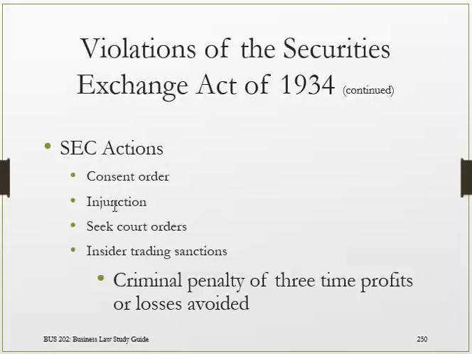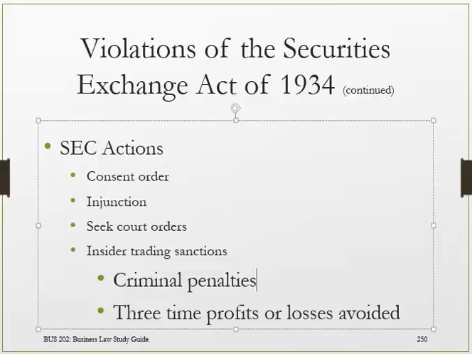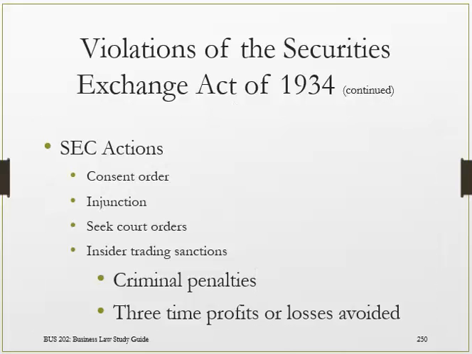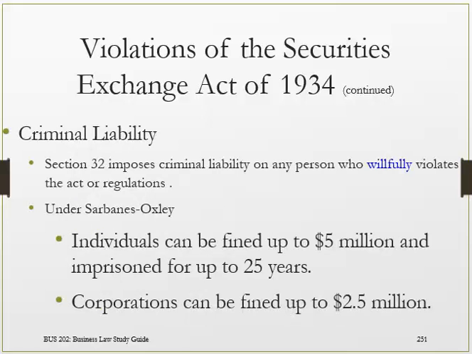They can get an injunction, which is a court ordering somebody to, let's say, not make a trade, seek a court order, insider trading sanctions, or even criminal penalties. And there are also these treble damages, 3 times profits, which are really separate from criminal penalties, so I'm going to separate them over here. But treble damages is something that people can be liable for if they violate the SEC Act of 1934, which essentially means they have to pay 3 times the value. It's a special penalty that's established based on that.